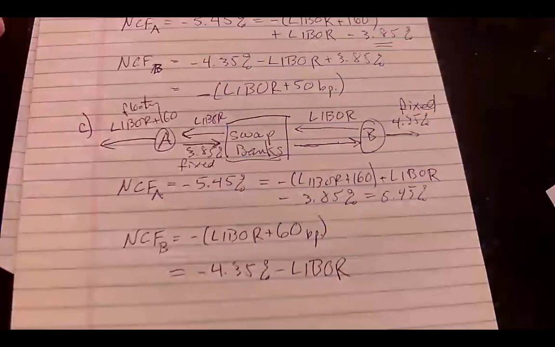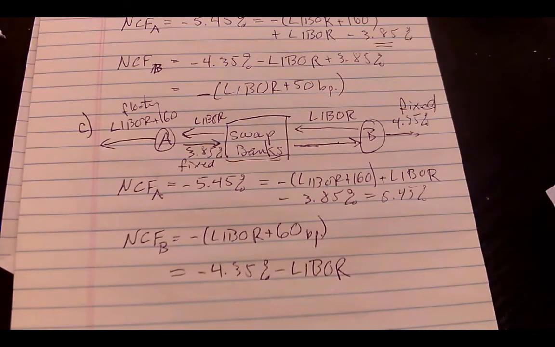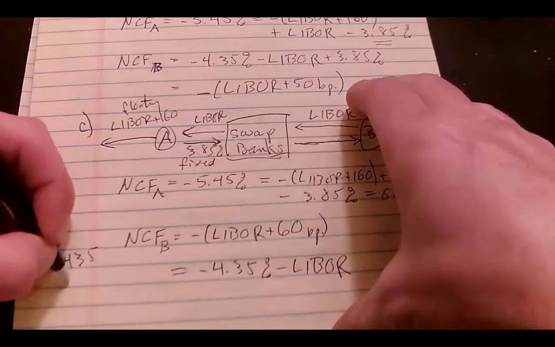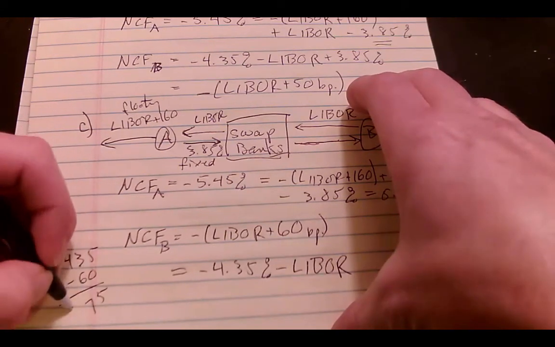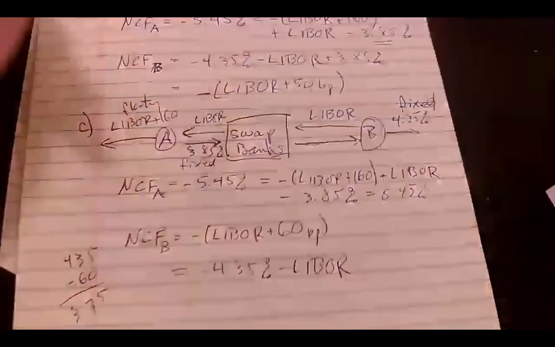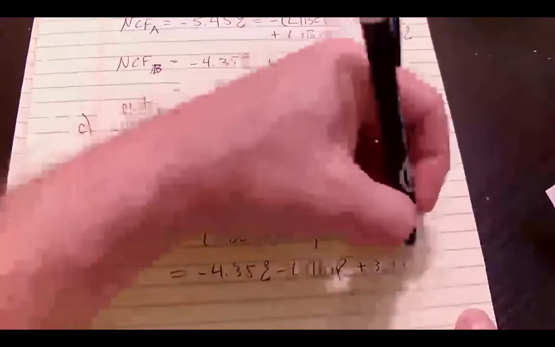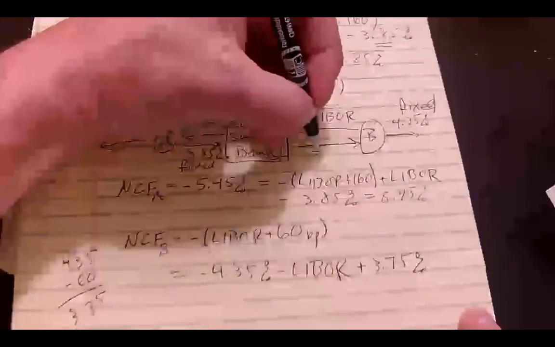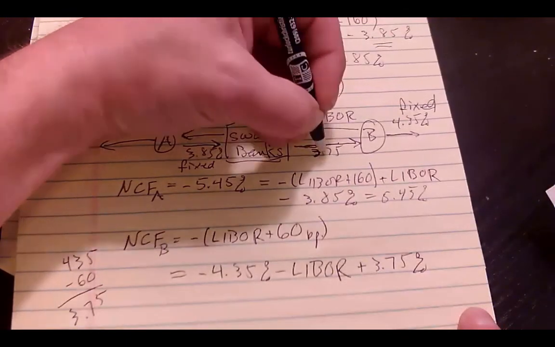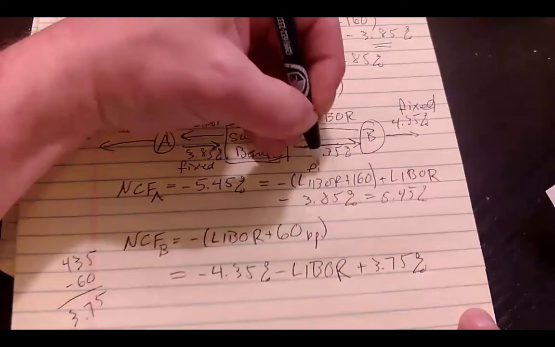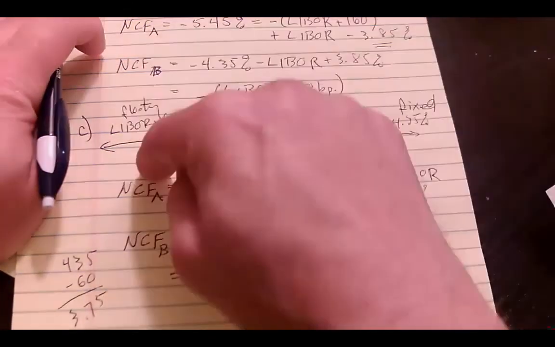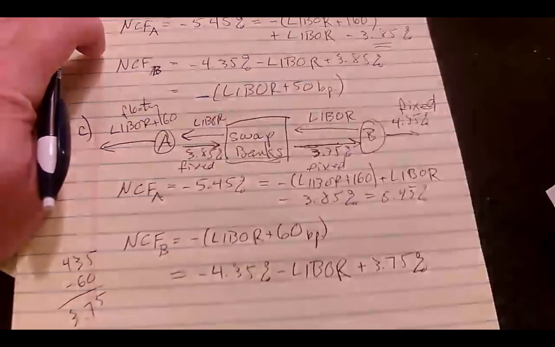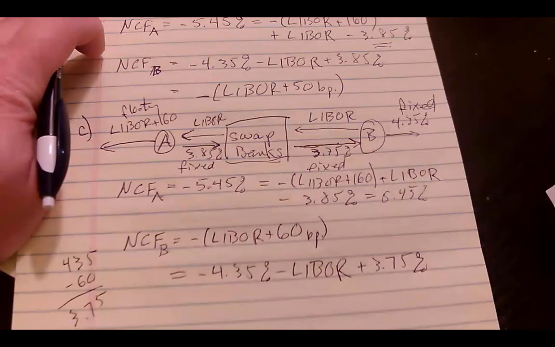But if you take 435 minus 60, you get what? 435 minus 60 gives us 375, so 3.75%. So they're going to receive 3.75% from that swap contract. So that's the swap rate on the second swap contract between the swap bank and company B. So company A has a swap contract with a swap rate of 3.85. Company B has a swap contract with 3.75.